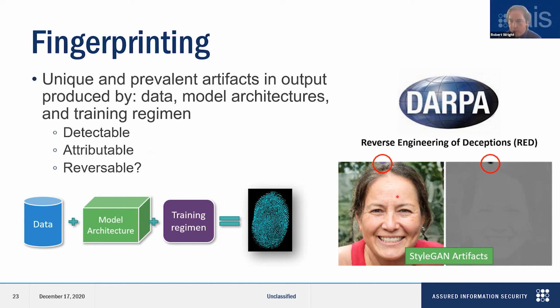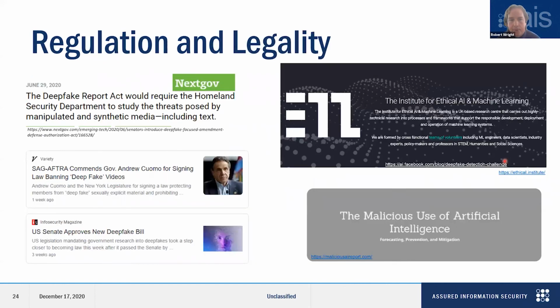So what I'm showing here is that the authors of the StyleGAN model were actually able to identify, using the detection, some of these artifacts that I'm talking about, things that were prevalent in all the examples. And so this type of phenomenon is of interest to a lot of different organizations, including AIS, and DARPA is looking at this point. So this is something coming up.